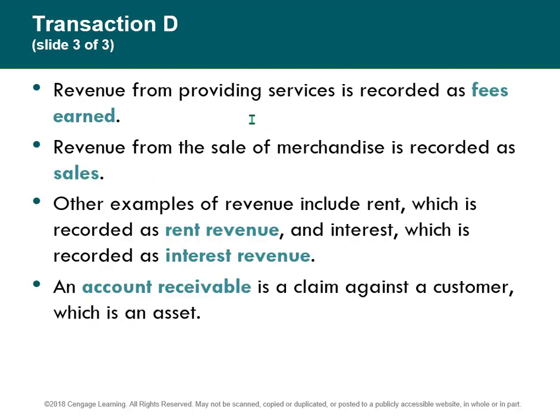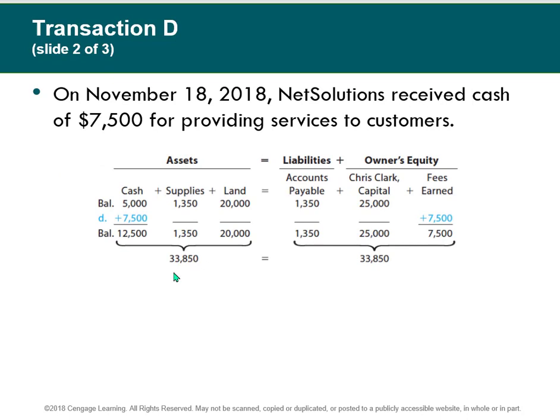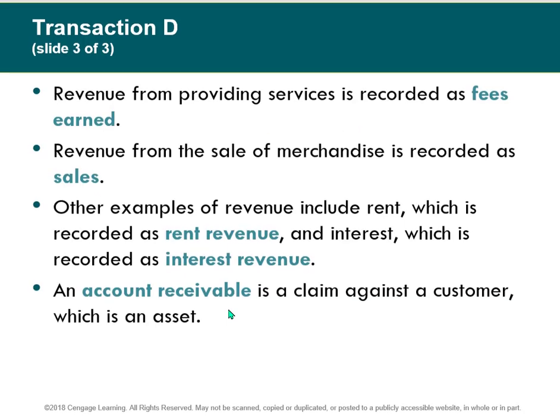Now, revenue from providing services is recorded as fees earned, and revenue from the sale of merchandise is recorded as sales. Okay? And other examples of revenue might be rent, which would be rent revenue. Interest would be interest revenue. Now, those are different than an account receivable, which is a claim against a customer, which is an asset. An account receivable would be an asset right in here. Okay, it's a promise to pay.